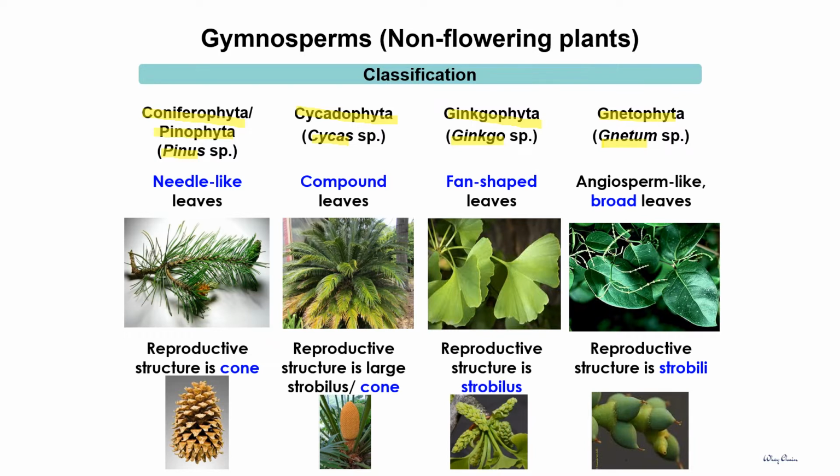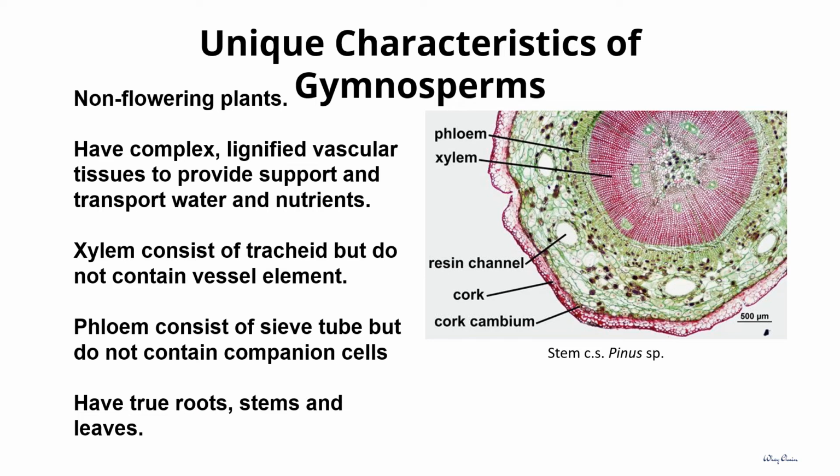These four phyla can be observed and differentiated based on a few structures, such as the leaf shape and also their reproductive structure. And during this semester, we are going to focus on Coniferophyta or the Pinus species. Gymnosperms, or non-flowering plants, are vascularized plants. It means that they have complex lignified vascular tissue throughout the body of the plants. This vascular tissue is important to provide support and to transport water and nutrients throughout the body of the plants.